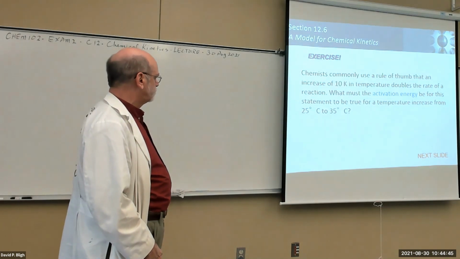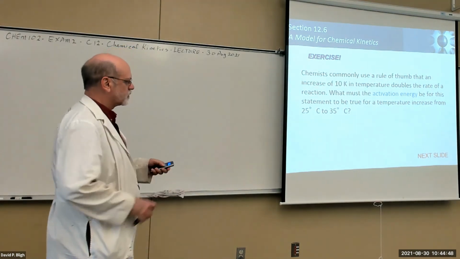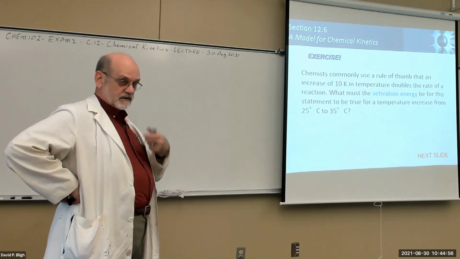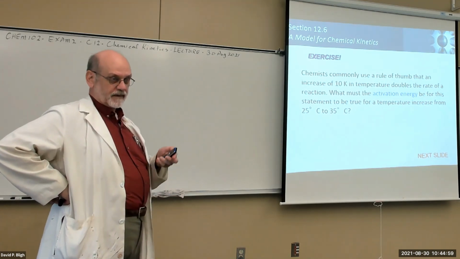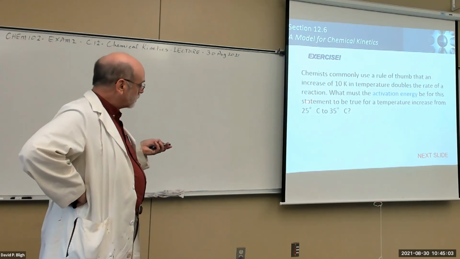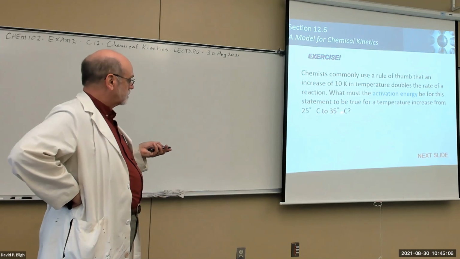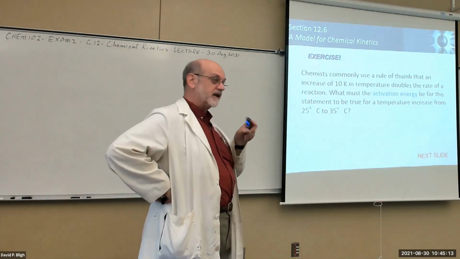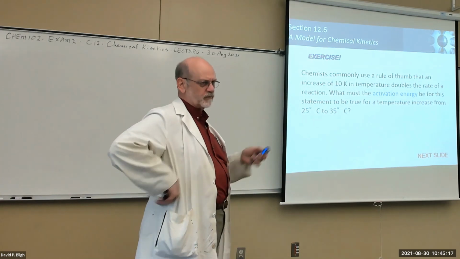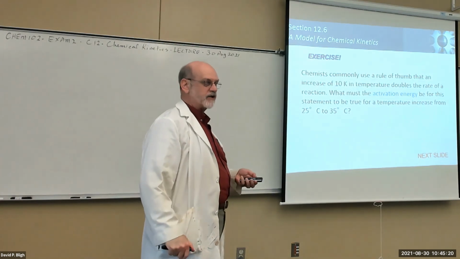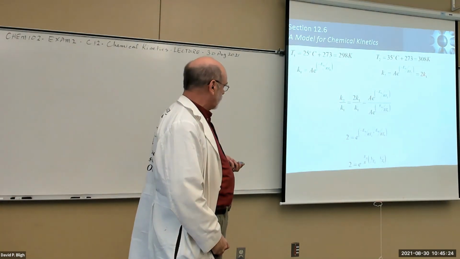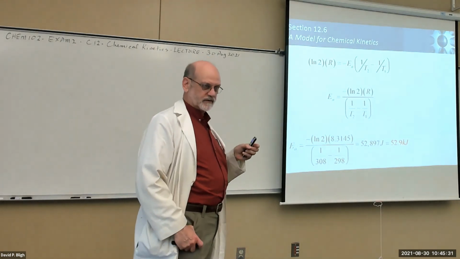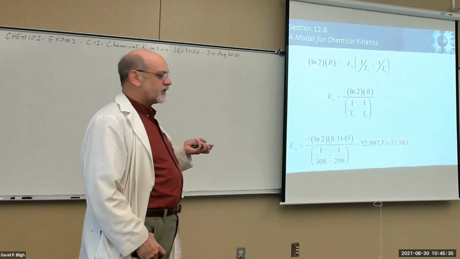Okay. All right, we're not gonna do this one. You can look at this one. This is based upon the rule of thumb in chemistry that for every 10 degrees increase in temperature, the rate doubles. So I asked the question, if we go from 25 to 35 degrees, that's a 10-degree increase. What would the activation energy have to be to actually meet that condition, right? If it's just a rule of thumb, it could be like a wide variation. So I just run through this equation and we end up with the activation energy would have to be exactly 52.9 kilojoules per mole in order for the rule of thumb to be accurate.